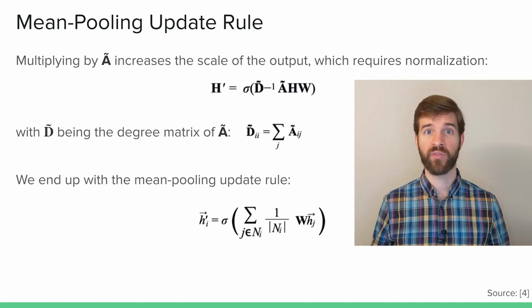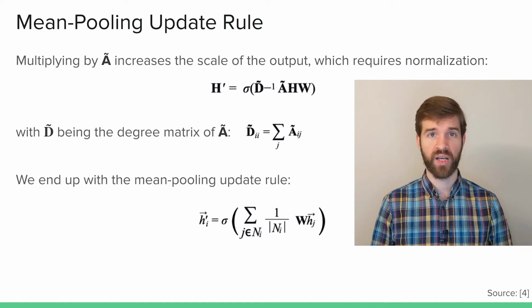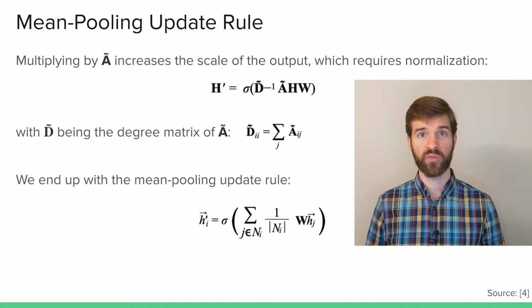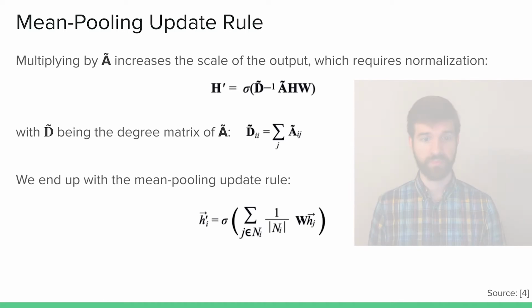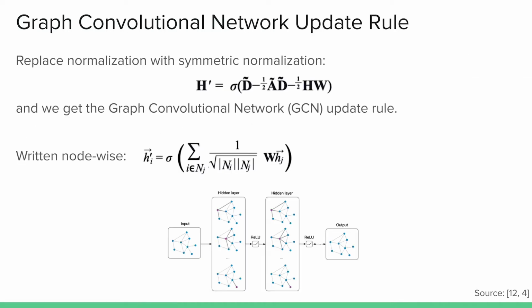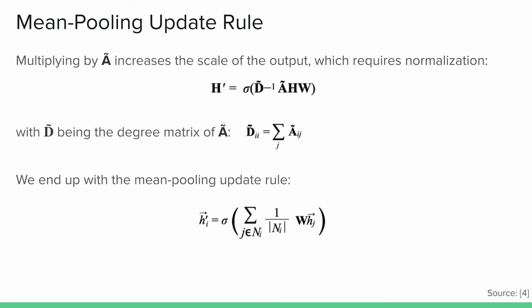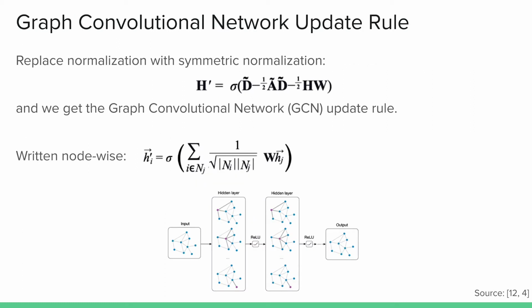And we end up with the first update rule called the mean pooling update rule. It's very simple but yet powerful and can already solve a lot of real-world issues. There is a slight variation of this rule: if we, instead of using this asymmetric multiplication here, replace it with a symmetric normalization, so from left and right with the square root of our matrix, we get the so-called graph convolutional network update rule.